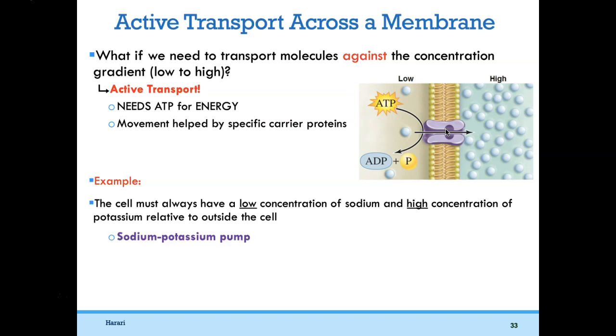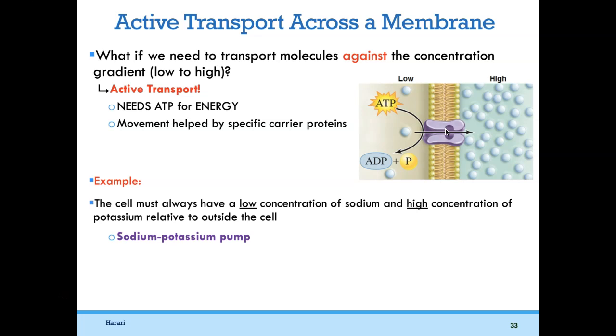The cells in your body, especially your neurons and muscle cells, must have a low concentration of sodium and a high concentration of potassium relative to the outside of the cell. Make sure that's in your notes. You want to make sure you always have more sodium on the outside than the inside, and more potassium on the inside than the outside. Again, you would imagine that these ions want to always balance out. Salt is going to always want to try to get inside of the cell. Sodium is always going to try to get inside to balance it out.